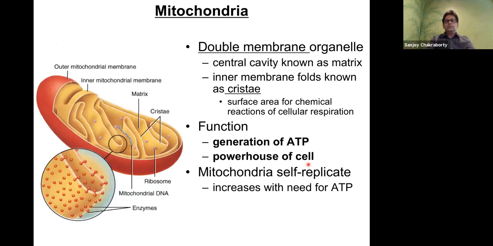Mitochondria, sometimes also known simply as the powerhouse of the cell, because they are responsible for generating most ATP, not all, most ATP in the cell. Mitochondria, as I mentioned, like peroxisome, are self-replicating, meaning they can make more mitochondria if they want, when the body demands more ATP.